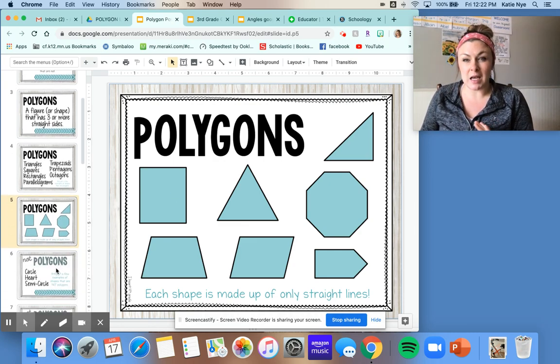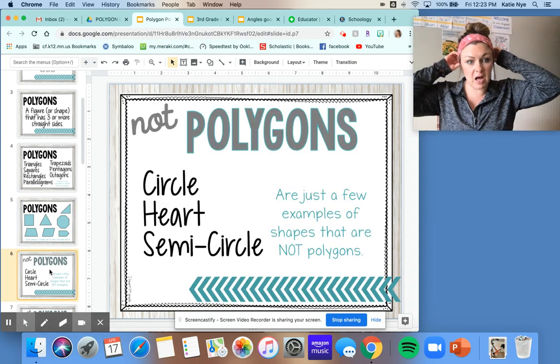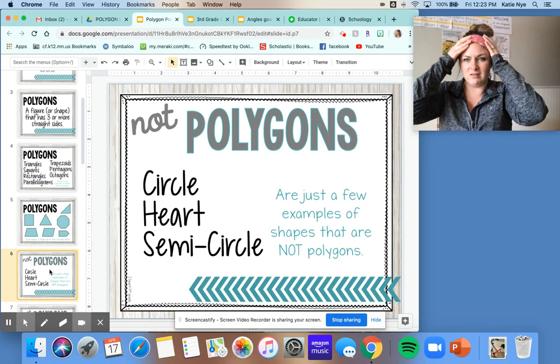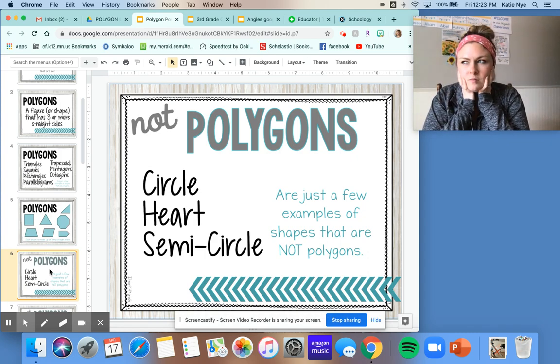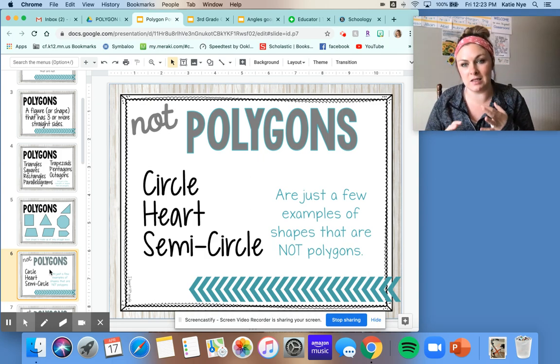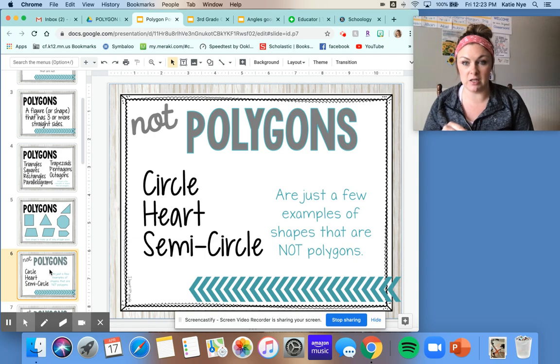So then what is not a polygon? Let's talk about some examples that you would know of things that are not a polygon. So not polygons are circles. Why would a circle not be a polygon? A circle's not a polygon? It's closed. Oh, polygons have to have straight lines. That's right. A circle is not straight lines.